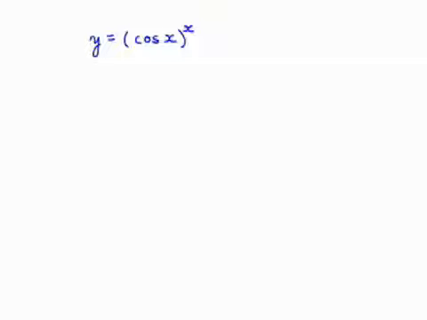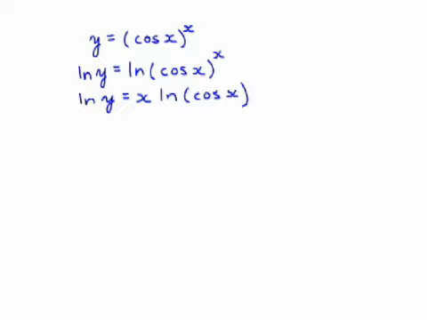We start by logging both sides of the equation, in this case using logs with a base of e, or natural logs, and that's how we obtain our second line. The natural log of y equals the natural log of the cosine of x, all raised to the x. To get the third line, I've used one of my laws of logs, so that I obtain the natural log of y equals x times the natural log of cosine of x.